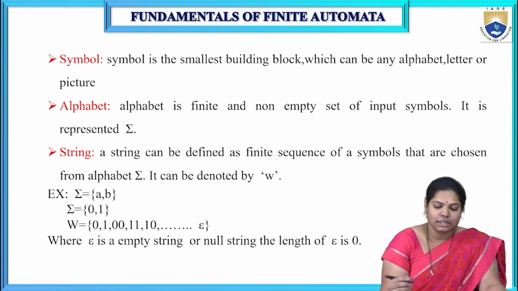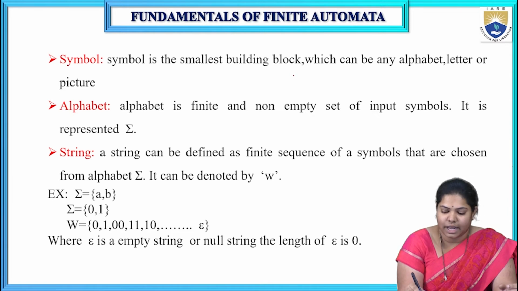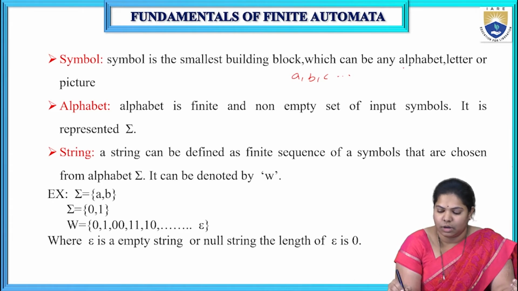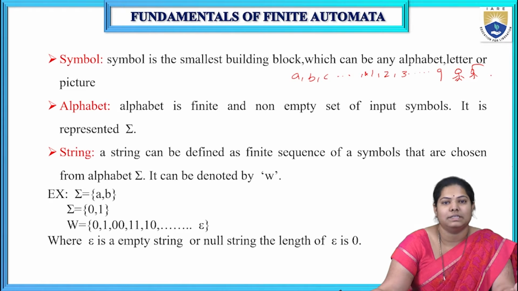How can we represent those alphabets, letters or pictures? Alphabets can be written as A, B, C and so on, in small letters or in capital letters. Coming to the letters, 1, 2, 3 and so on till 9. We can also take 0 as a letter. And pictures, either this type of pictures or any type of pictures, we can also consider as symbols.